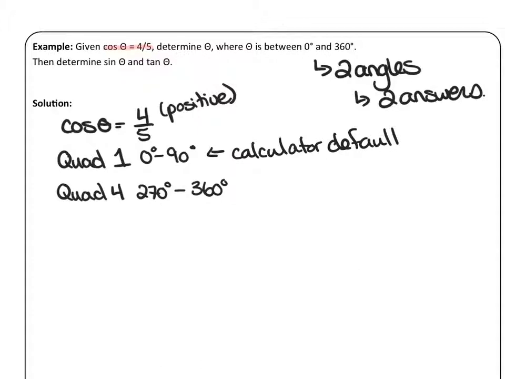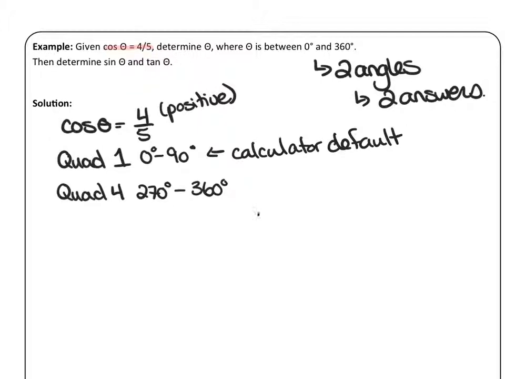The only exception is when the ratio is negative, because then it will actually give you a negative answer. So all you have to do is change that into a positive angle between 0 and 360, which is super simple to do. So let's look at this. Our calculator default is between 0 and 90.